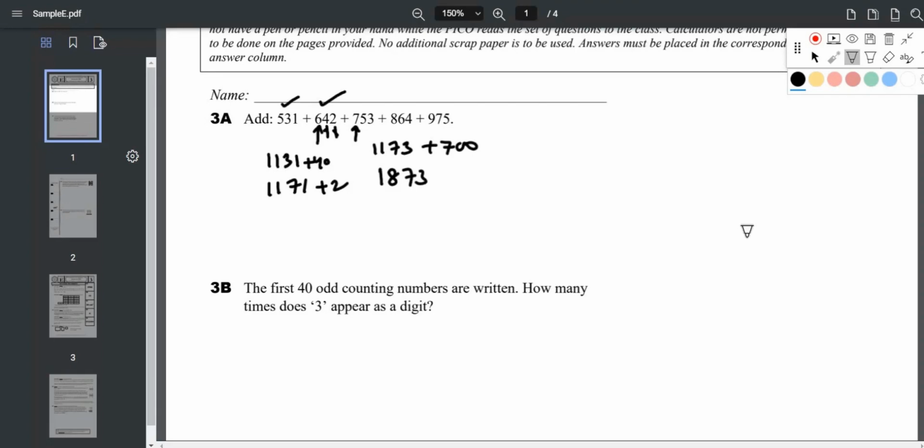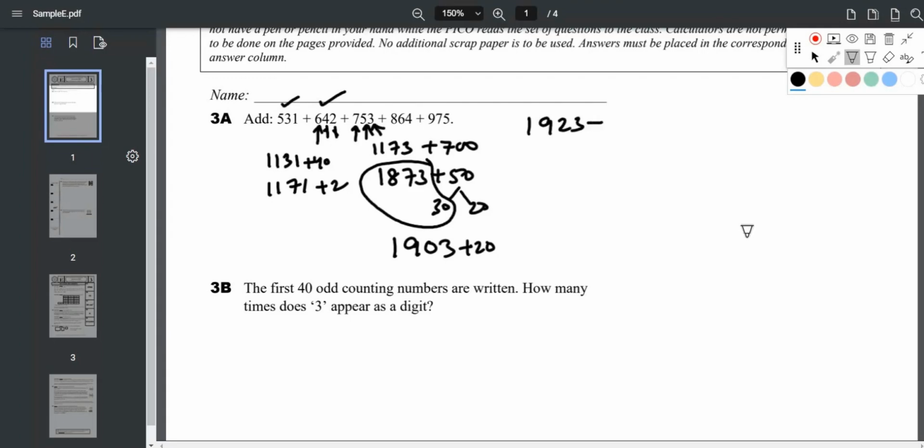To that we'll add 50. When we add 50, first you add 30, then you add 20. 1870 plus 30 is going to be 1900, and the 3 is also there, plus the 20, that gives us 1923. Then in the ones place a 3 is there, so plus the 3, that is 1926. To this we'll add 864.